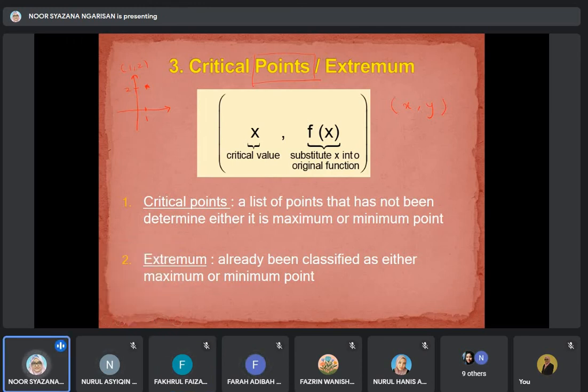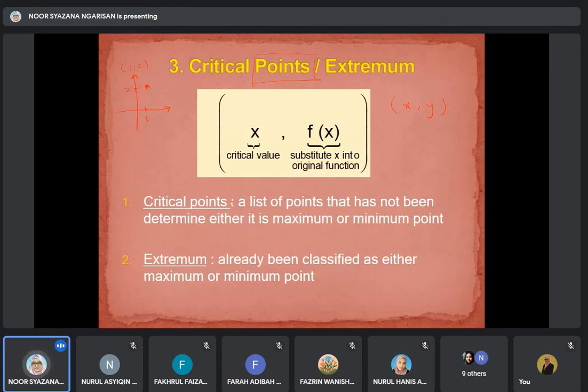Then, to find the coordinate of critical point, the X is from critical value and the Y is when we substitute the critical value into the original function. The answer, here the answer when we substitute, that is our Y coordinate.